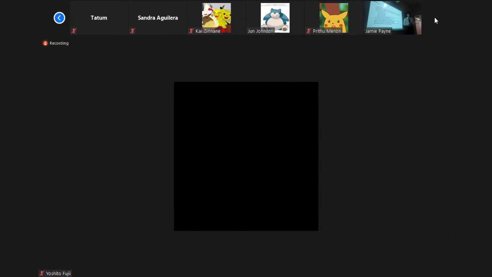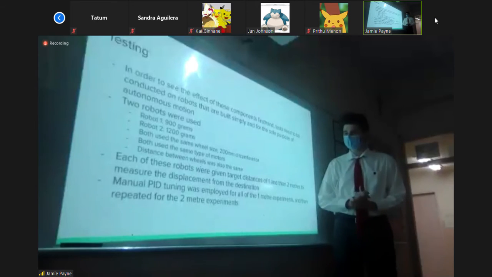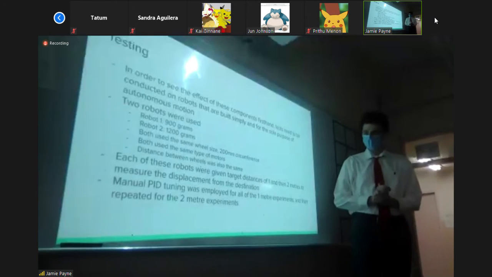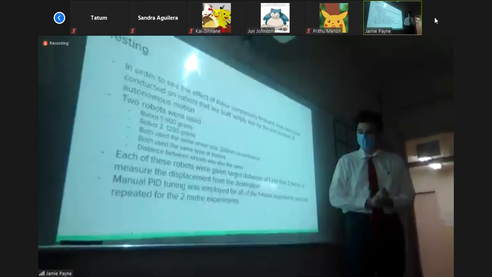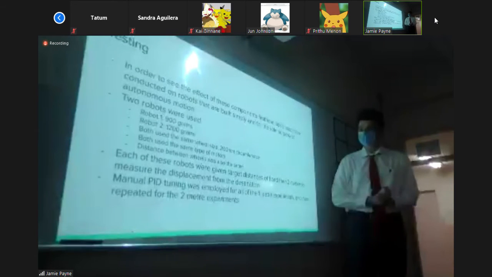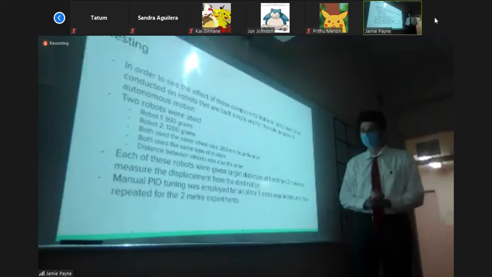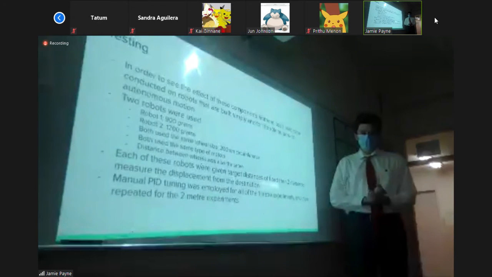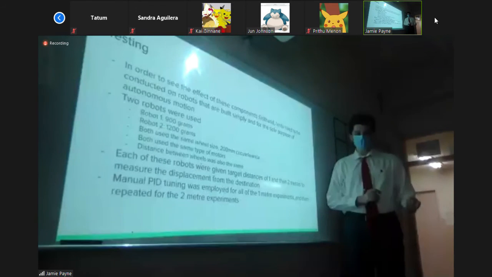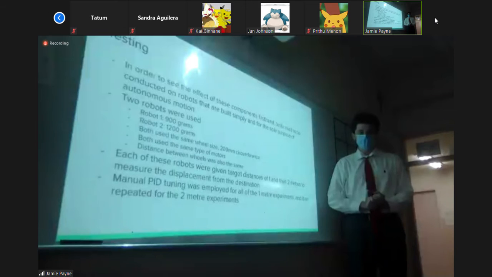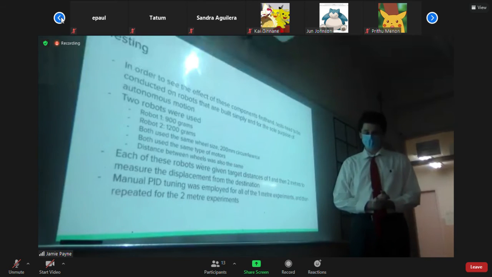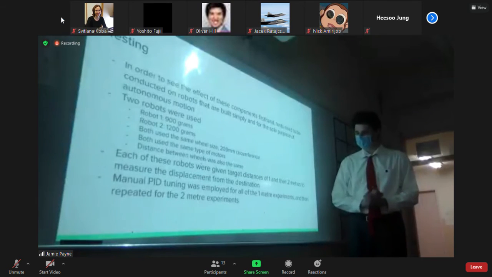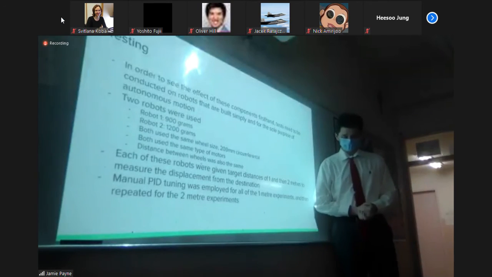Both used the same wheel size, 200 millimeters circumference, and also the same type of motors. The distance between the wheels was also made the same. I made sure to keep those constant so that it would be a fair trial. Each of these robots was given target distances of either 1 or 2 meters, and then the displacement from the destination was measured. Manual PID tuning was employed for all the 1 meter experiments and then repeated for the 2 meter experiments.